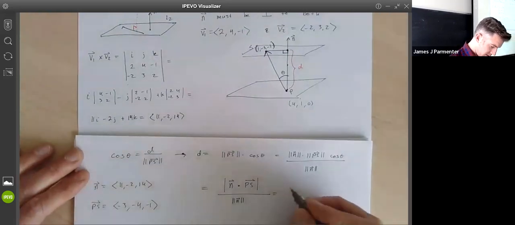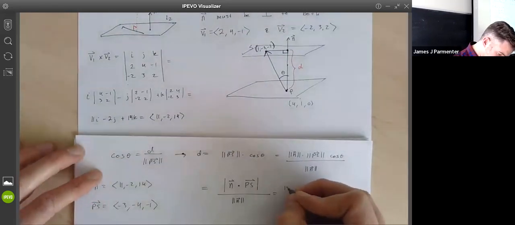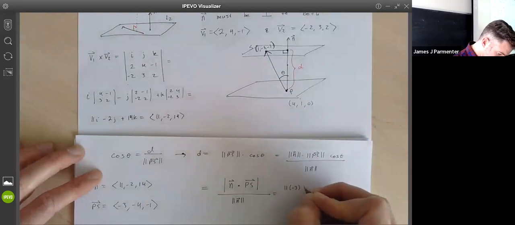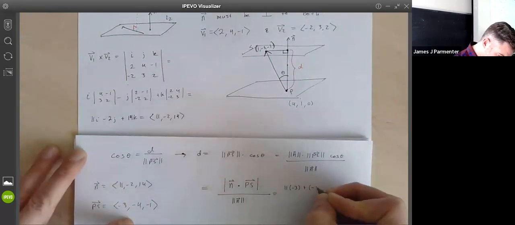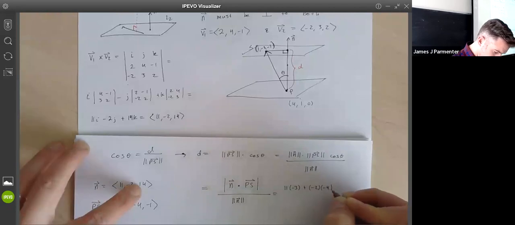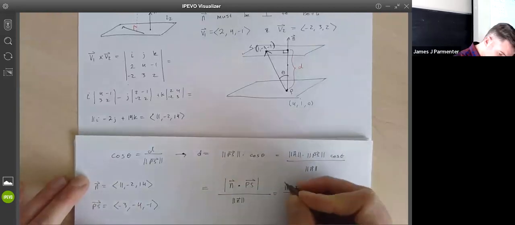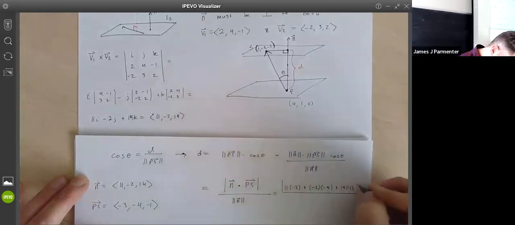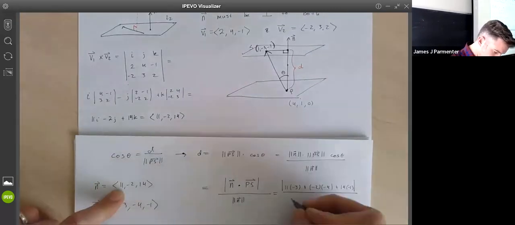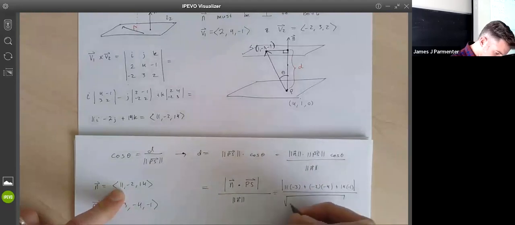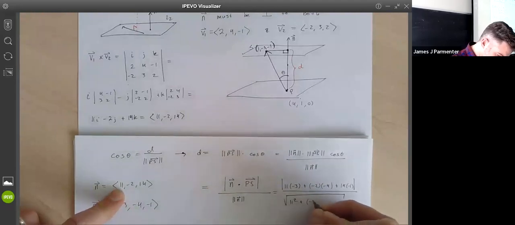We're going to get 11 times -3 plus -2 times -4 plus 14 times -1, divided by, I should put absolute values around that, divided by the magnitude of n, which is going to be the square root of 11 squared plus -2 squared plus 14 squared.